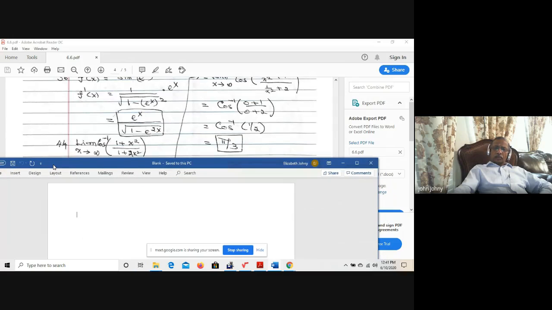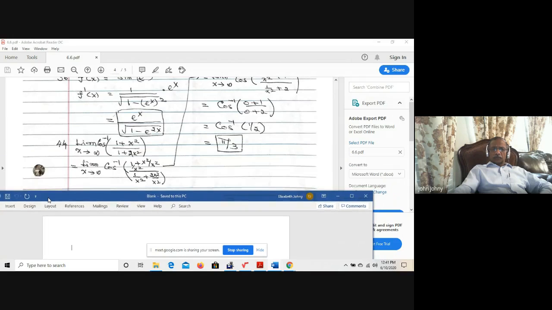And now number 44, cos inverse 1 plus x square over 1 plus 2x square. So the calculus is a little difficult here. That is limit x approaches infinity. It is no differentiation. Limit x approaches infinity, cos inverse 1 plus x square over 1 plus 2x square. You divide all the terms here in numerator and denominator by x square. So you get limit x approaches infinity, cos inverse 1 over x square plus x square over x square divided by 1 over x square plus 2x square over x square. So x square cancels here.